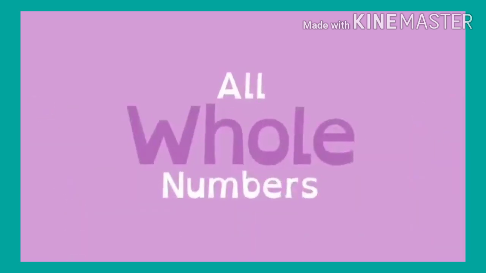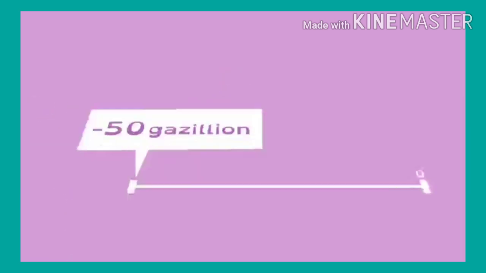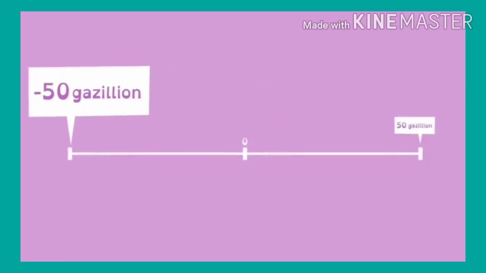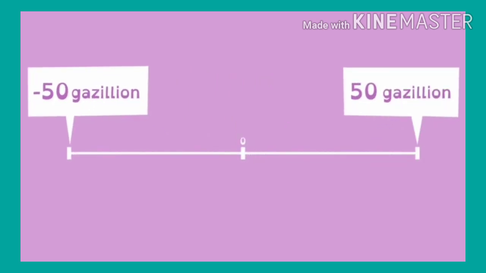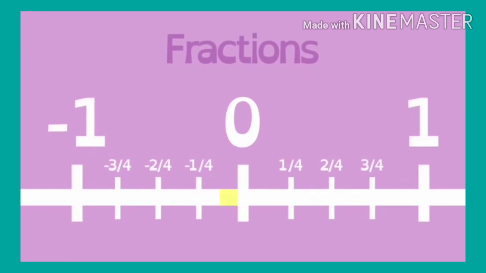So 3 is 1, 2, 3 spaces right of 0. Likewise, the additive inverse negative 3 is 1, 2, 3 spaces left of 0. Additive inverse is a concept that works for all whole numbers. The additive inverse of negative 50 gazillion is positive 50 gazillion. It also works for fractions. The additive inverse of negative 1/4 is positive 1/4.